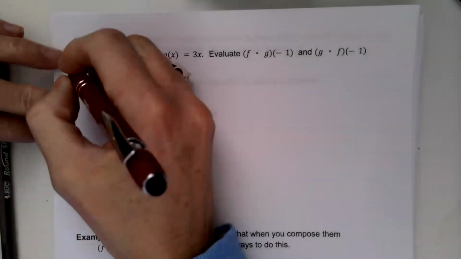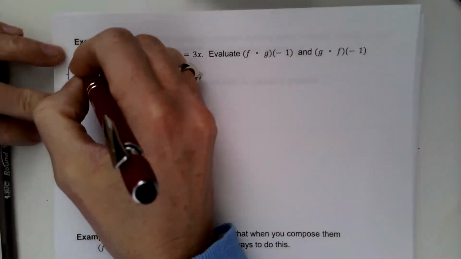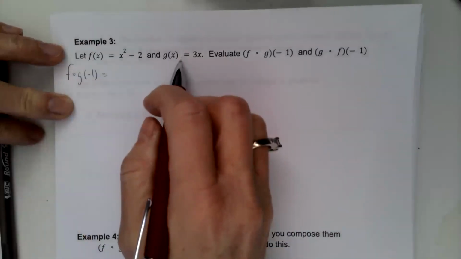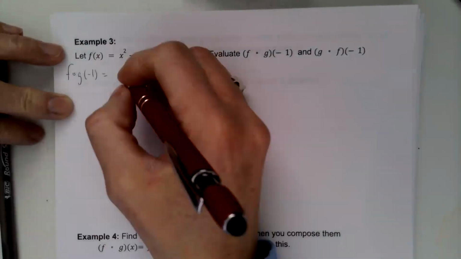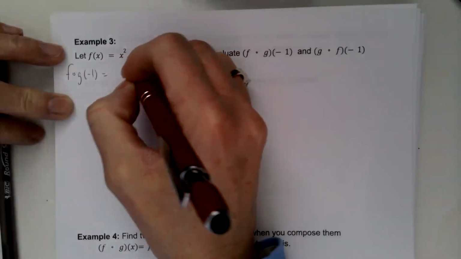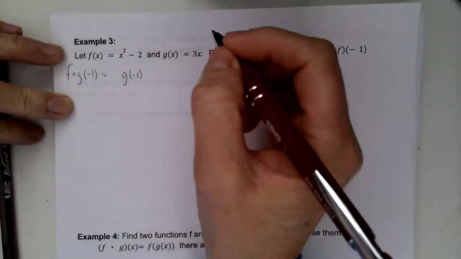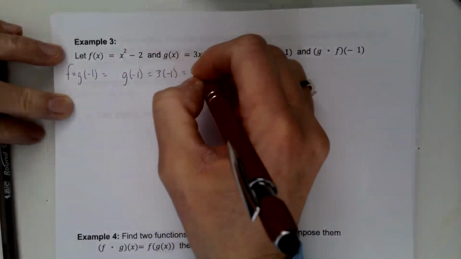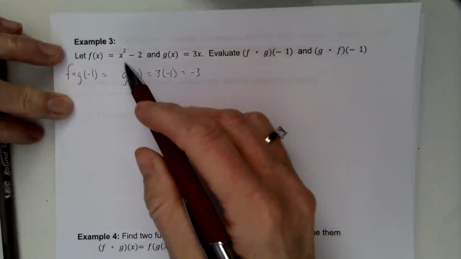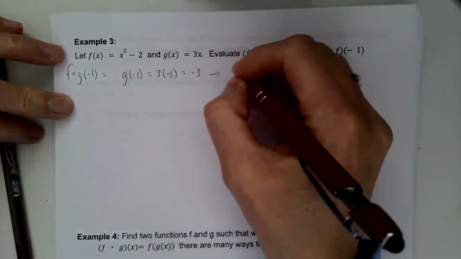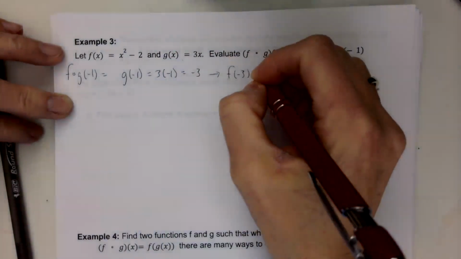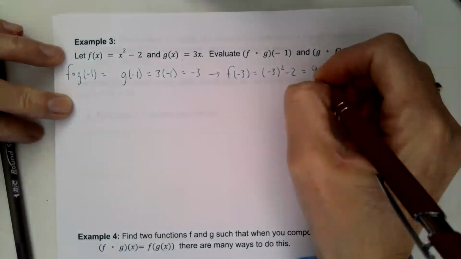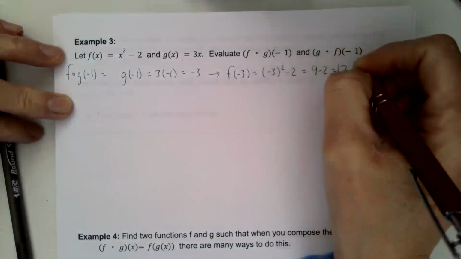So the first one, f composed with g at -1. That means I'm going to put -1 into g first. So 3 times -1 is -3, and then that is going to go into the f function. f of -3 is -3 squared minus 2, which is 9 minus 2 equals 7.